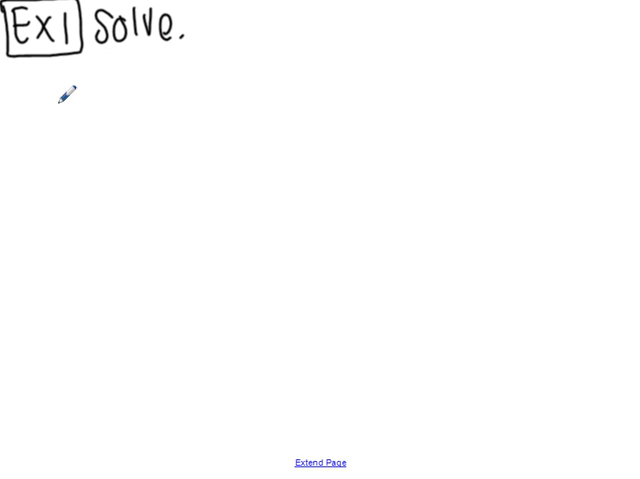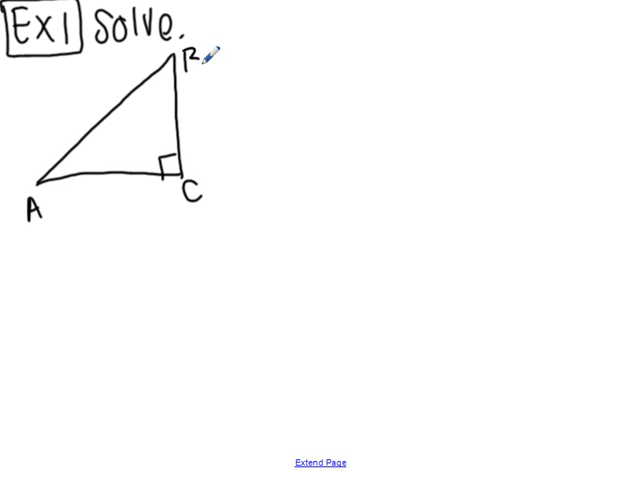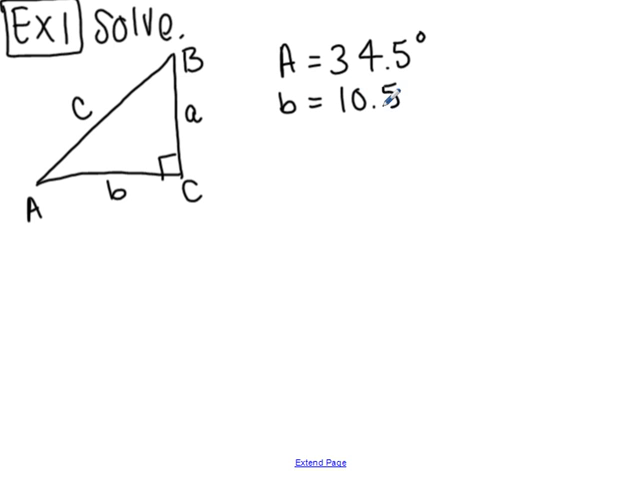So example 1, we're going to solve. I'm given a right triangle where C is the right angle. I have capital A, capital B, lowercase a, lowercase b, and lowercase c. I want to solve this right triangle given A equals 34.5 degrees and lowercase b equals 10.5. So this is what's given to me.